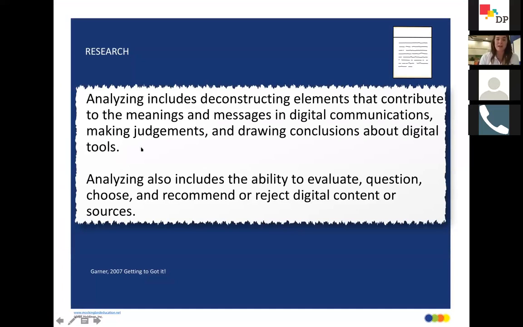To dig a little deeper, analyzing includes deconstructing elements that contribute to the meaning and messages in digital communications. It helps us make judgments, helps us draw conclusions about the tools, and it also includes the ability to evaluate, question, choose, recommend, or reject digital content or sources. I would say this is one of the areas in which a lot of our learners struggle, right? How do we evaluate? How do we question? How do I pick the right sources?